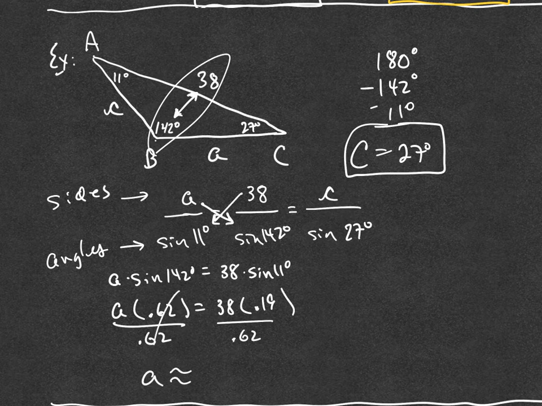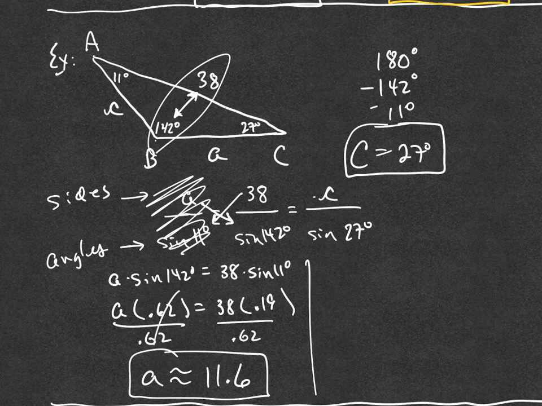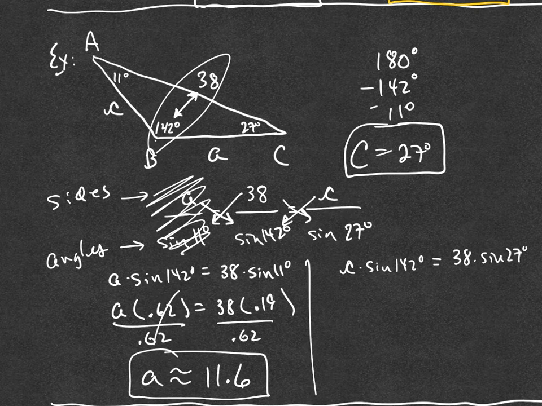So that little a is approximately 38 times 0.19 divided by 0.62, and we get approximately 11.6. Right? And then to solve for little c, I could use the two fractions to the right. In other words, cross out the first fraction and cross multiply with these two. So I could have little c times the sine of 142 and 38 times the sine of 27.